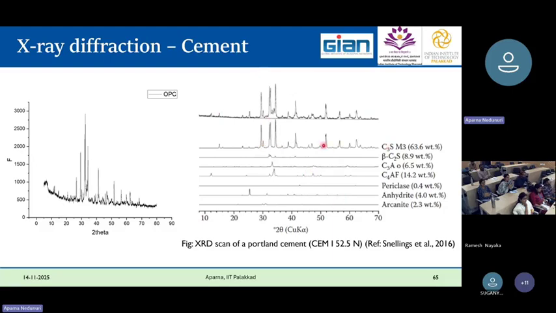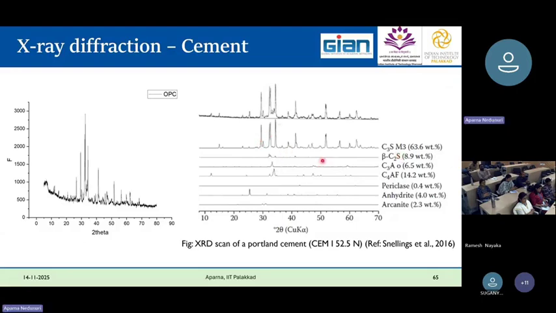Like C3S, they have matched the C3S peaks with the peaks in your sample. They will see at what peak position. So this is your 2 theta position. At this 2 theta position in your sample, there is a peak. Even in C3S, there is a peak. So is this corresponding to a C3S peak? That is what we see when we are qualitatively analyzing XRD patterns.